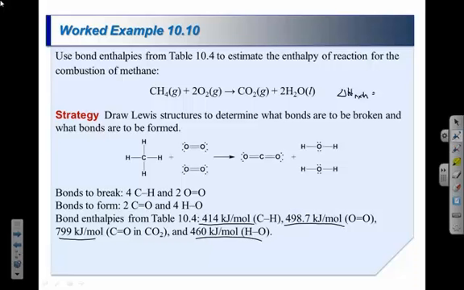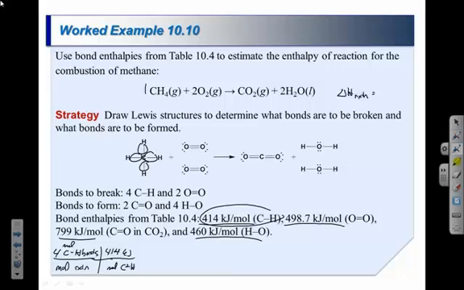So in this case, I have to break 4 CH bonds. So 4 moles of CH bonds per mole of reaction, because there's only one of those in the reaction. And each one of those is 414, so that's absorbed. 414 kilojoules per mole of CH bond. So that has to be absorbed. That's going to be positive.